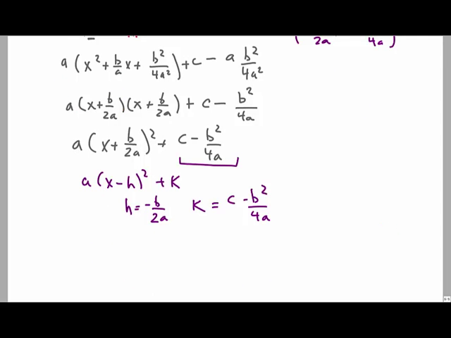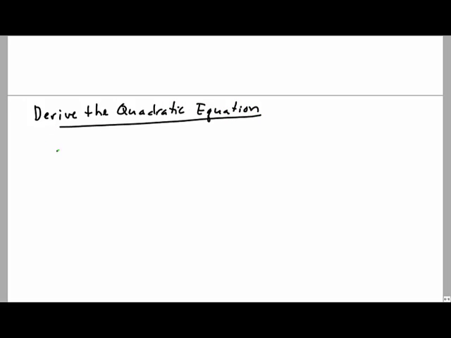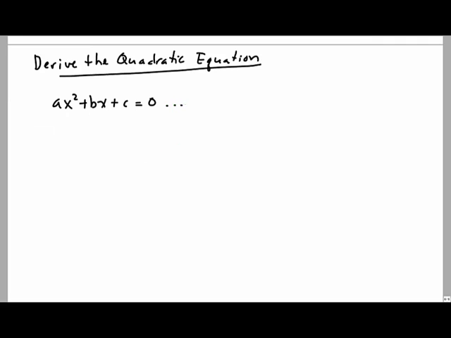Now you can also use the same idea of completing the square to derive the quadratic equation. And I'm going to leave the specific steps up to you, but I'll get you started on it. So to derive the quadratic equation, we start with ax squared plus bx plus c equals 0. We're trying to figure out what values of x make this equation equal to 0. So that's kind of our rundown here. So you're going to complete the square, just like we did above.